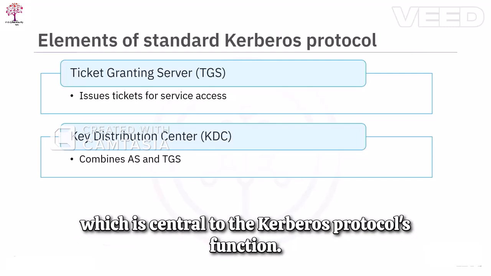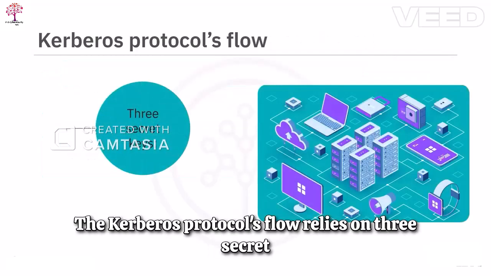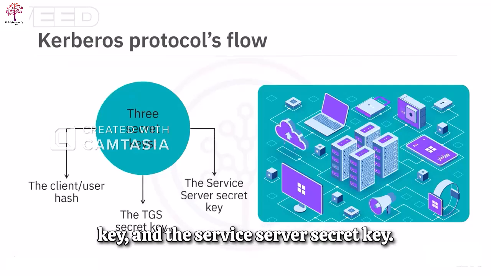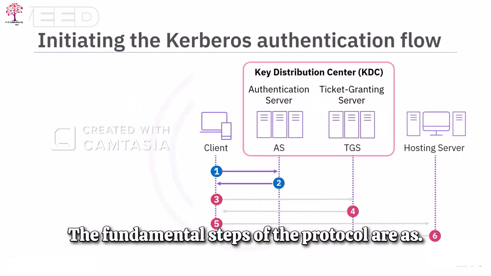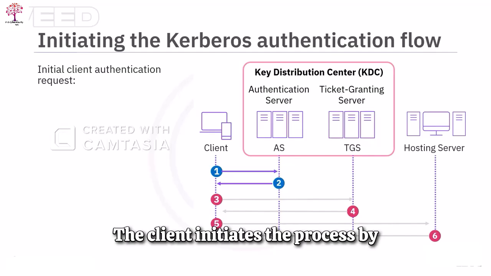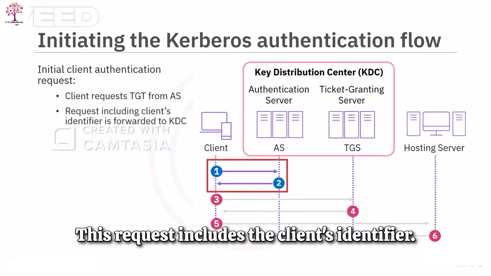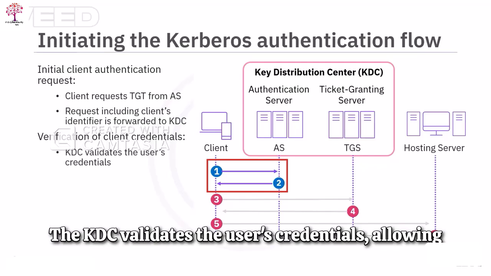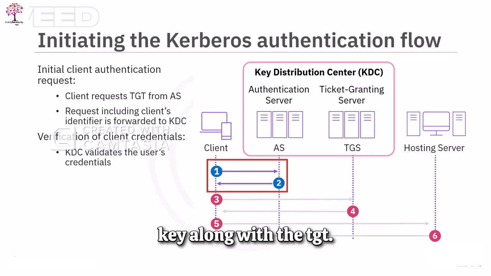The Kerberos protocol's flow relies on three secret keys: the client or user hash, the TGS secret key, and the service server secret key. The fundamental steps of the protocol are as follows. The client initiates the process by requesting a TGT from the AS. This request includes the client's identifier. The request is then forwarded to the KDC. The KDC validates the user's credentials, allowing for the creation of an encrypted session key along with the TGT.